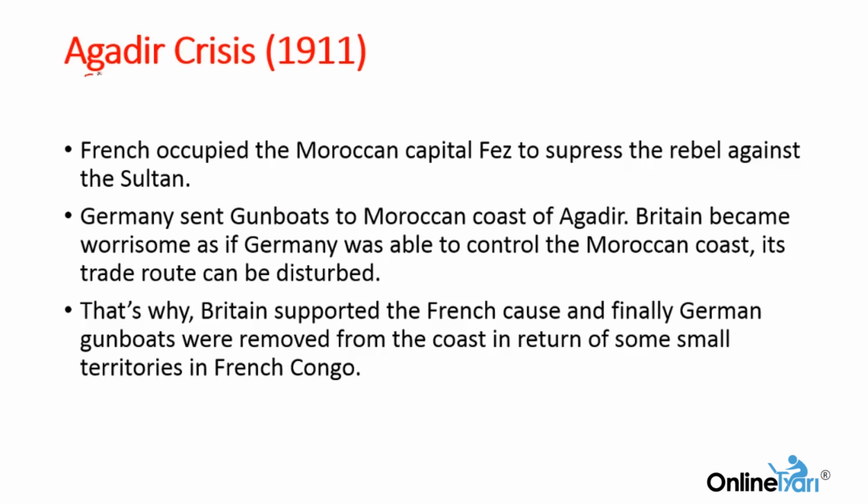Again, we are back to Morocco. So what happened there? Agadir is a coastal area of Morocco. The French occupied the Moroccan capital Fez to suppress the revolt against the Sultan. Again, a revolt was mushrooming to remove the Sultan from power. People were revolting against that, but France was helping the Sultan, and again Germany sent gunboats to the Moroccan coast of Agadir.